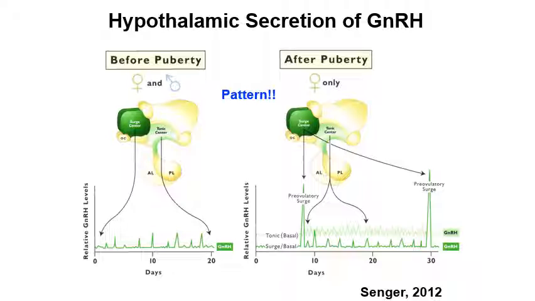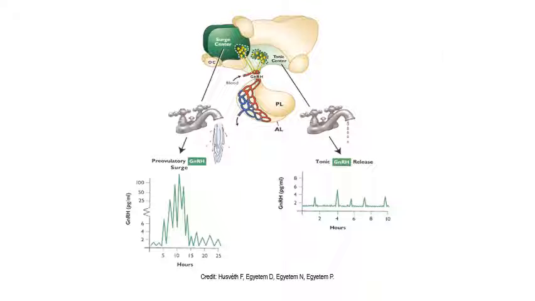This is a comparison of the hypothalamic secretion of the GnRH before puberty in the female and the male animal, and after puberty in the female animal. So of course, after puberty, we have the surge center that induces the preovulatory surge for the female animal. In addition, we also have the tonic center, which is higher compared to that of the prepubertal female animal. The surge center is sensitive to positive feedback and will then release a high amplitude, high frequency pulse of GnRH for a short period of time when estrogen has reached a certain level.